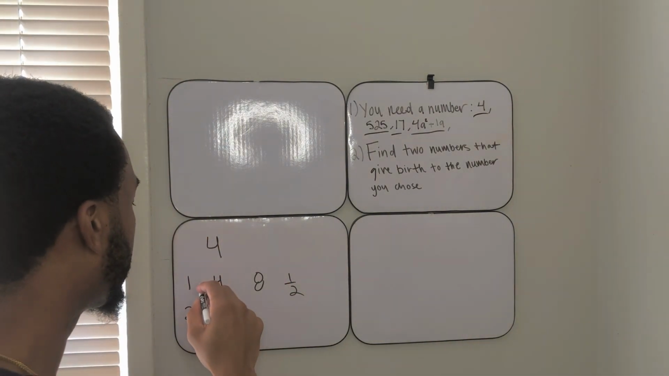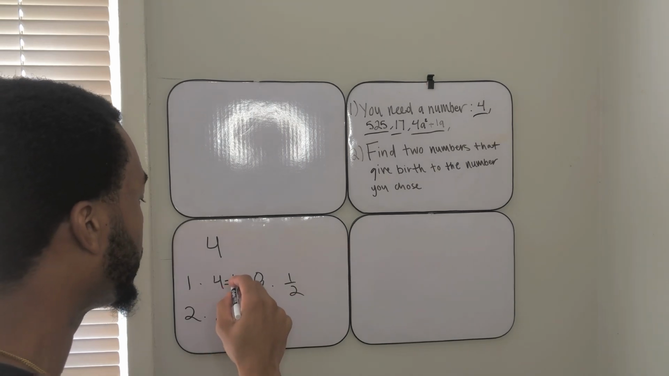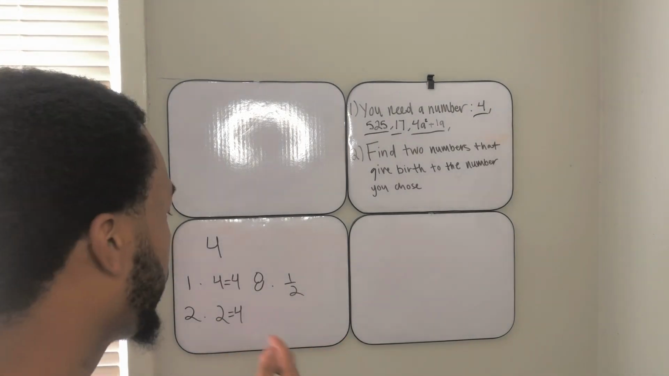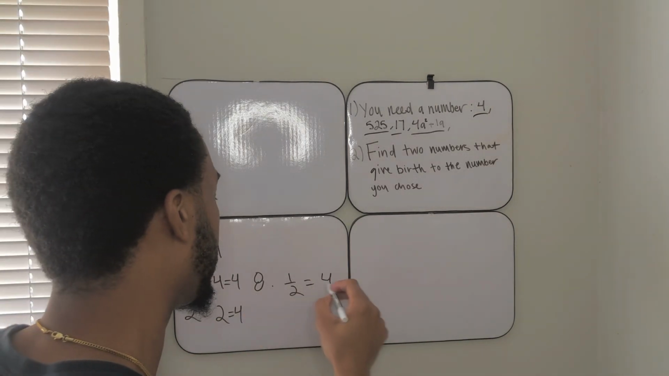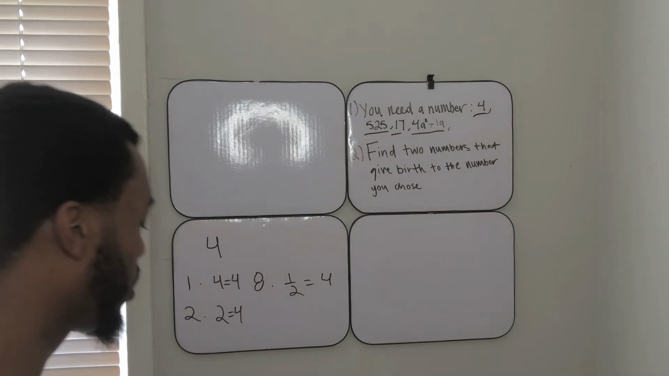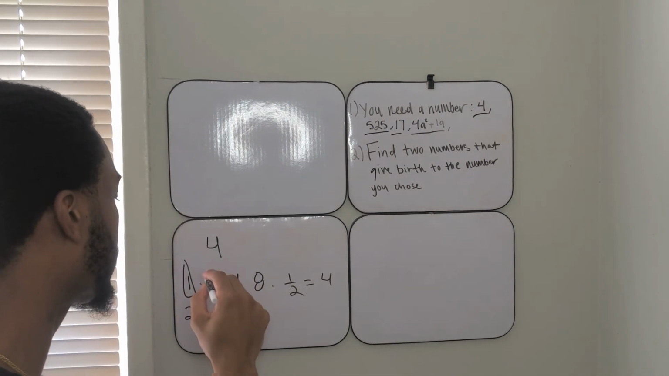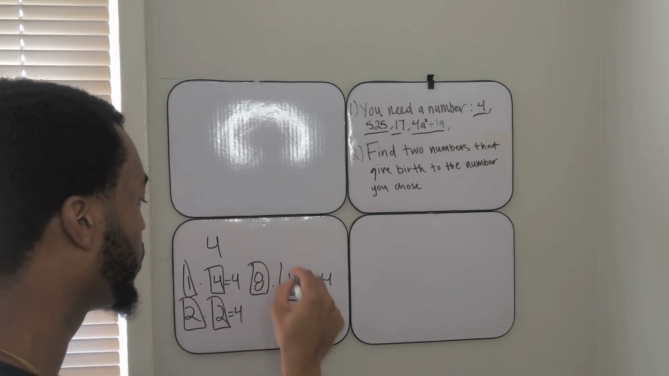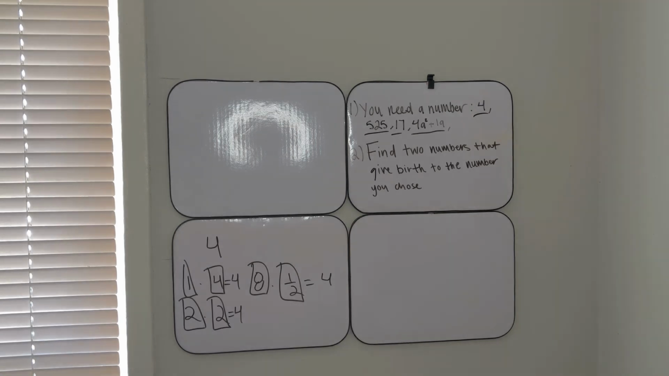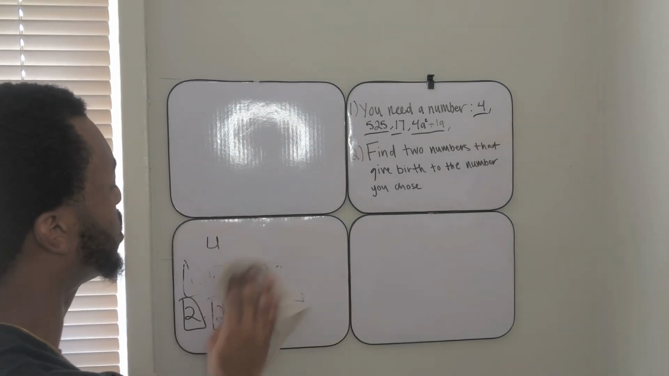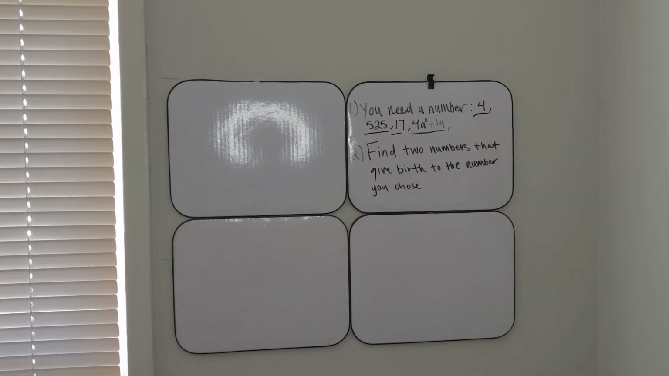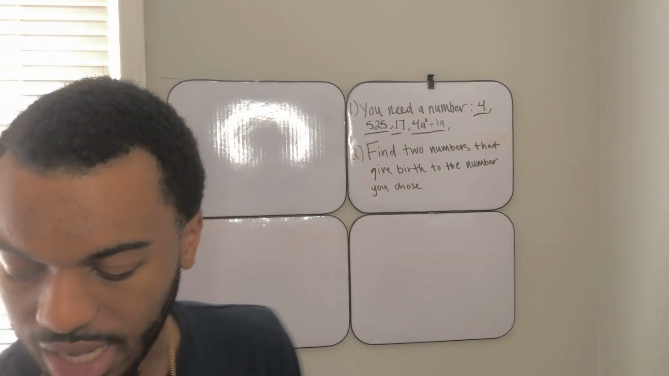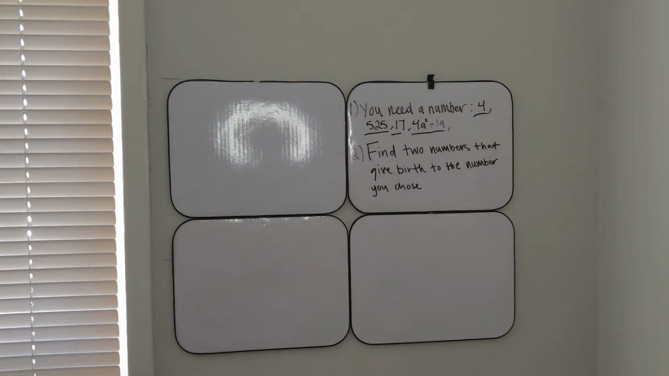These are all factors, and when you combine these, you get the number 4. These numbers give birth to the number 4. All of these: 8 and 1/2, 2 and 2, 1 and 4. Everything that I fixed in a circle, these are what you call factors of the number 4. So that's the basic principle of what factoring is and what you need to start factoring. Now that we've got that out of the way, let's go forward with a few examples.